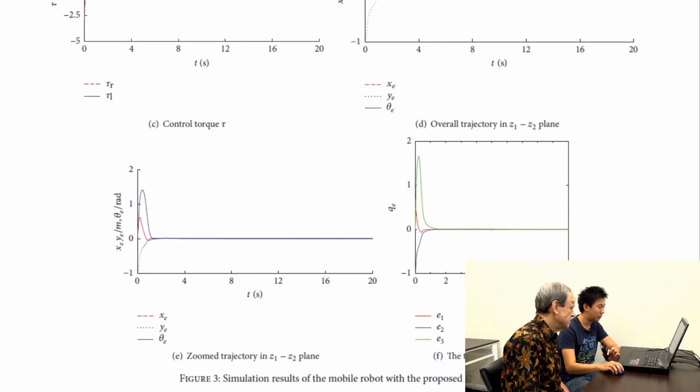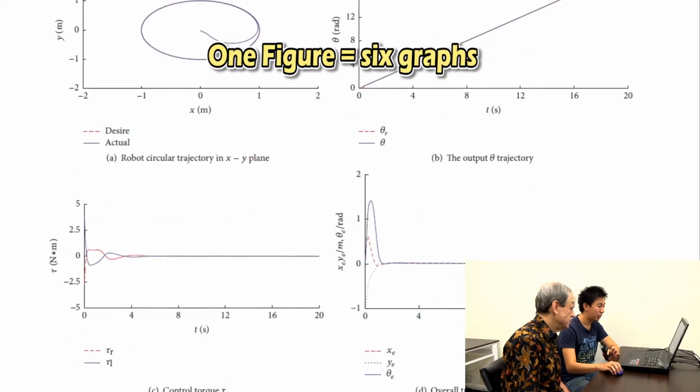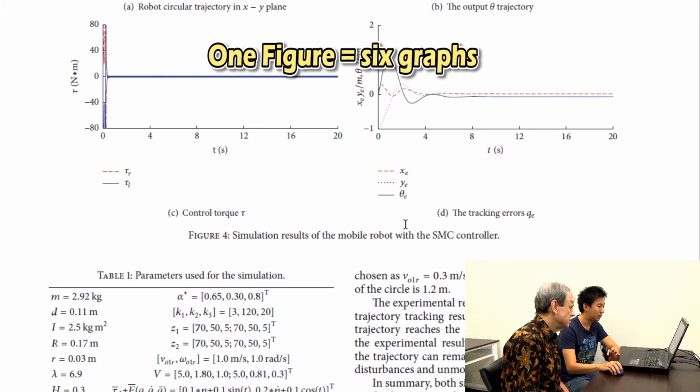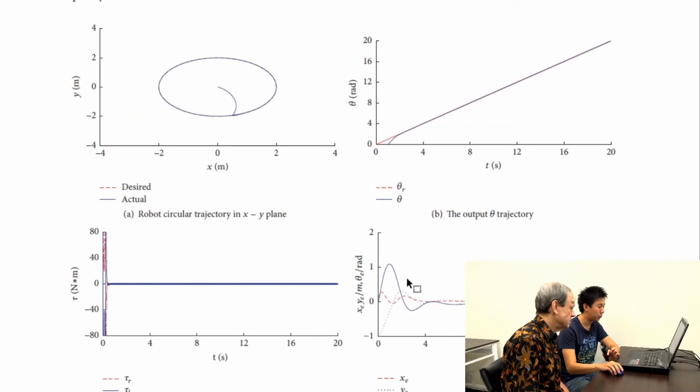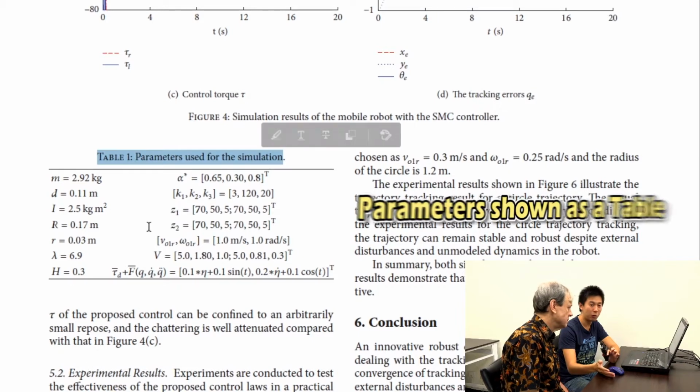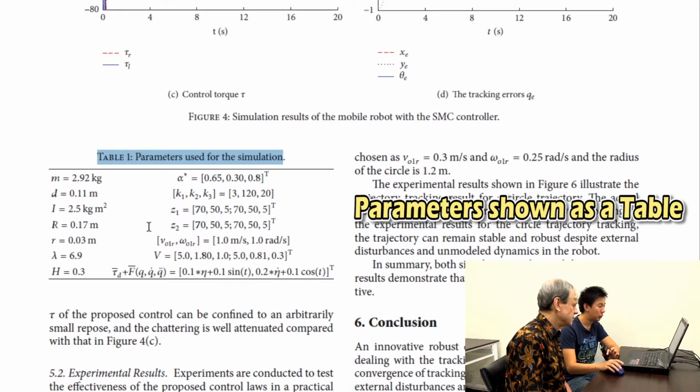In this is figure 3, but if you look here in figure 3, we have 6 graphs here. And then in figure 4 we have 4 graphs. And this one is quite special, the table 1, because this one shows the parameters used in the simulations. It's not the result at all.